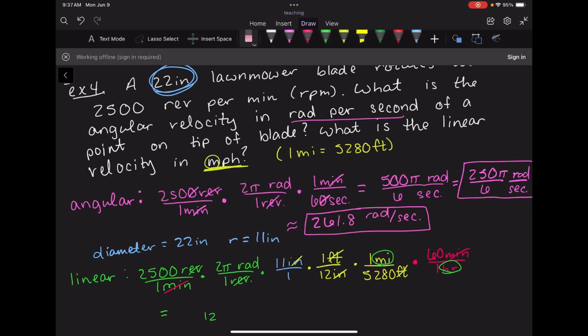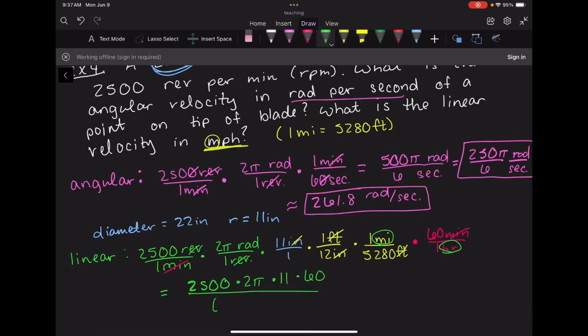To write a little bit more work, let me do this. 2,500 times 2 pi times 11 times 60. Then you'll divide by 12 times 5,280. So this is how I would put it in the calculator. And then this is miles over hours. Now, I didn't actually multiply by pi. I left mine in terms of pi. So I got 625 pi over 12, and this is miles per hour.